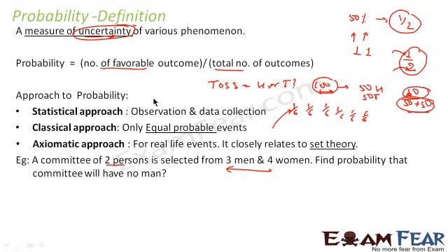The classical approach is also a good approach, where we use mathematical calculations. But the disadvantage of this is that it uses only equally probable events. The third approach is the axiomatic approach, which is very good, and it can deal with any of the real life events. It closely relates to set theory, wherein we create a set of favorable events, and we create a set of total events, and then we divide the numbers and we get the probability. That's what we do. We'll discuss this again.